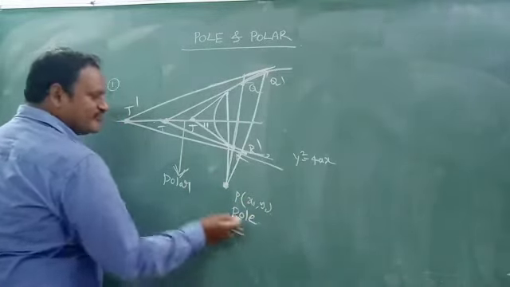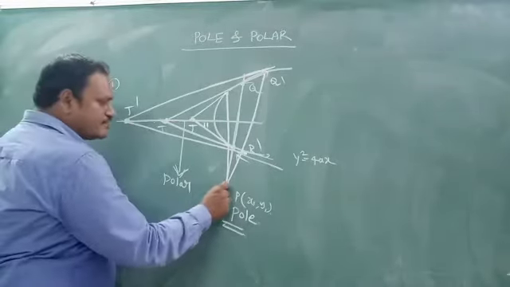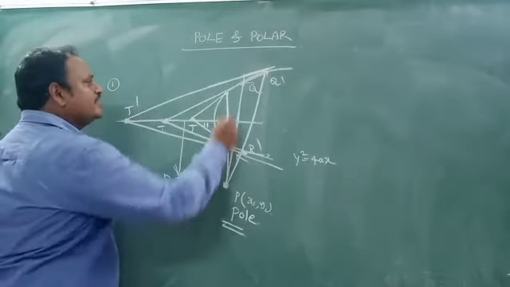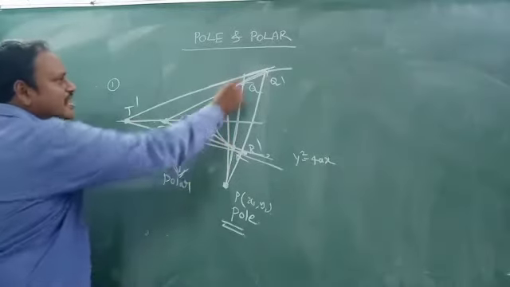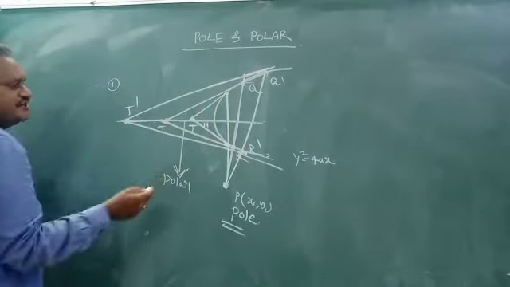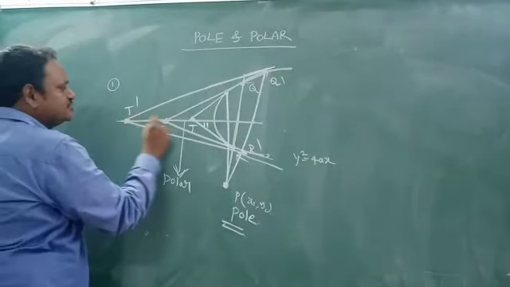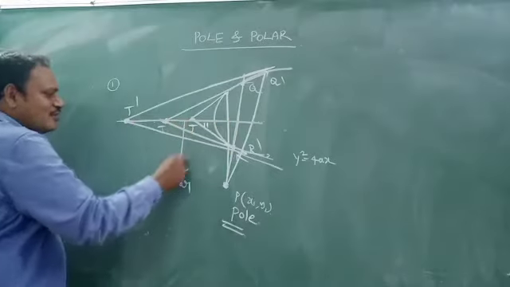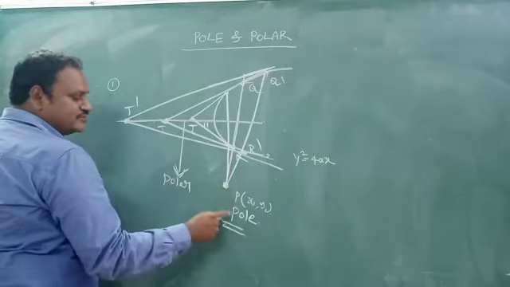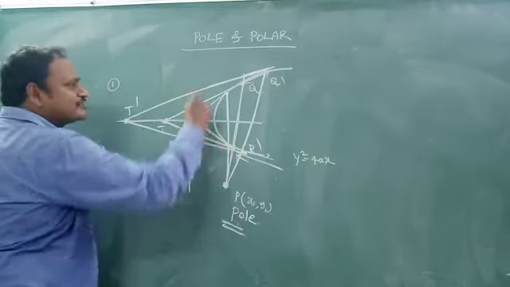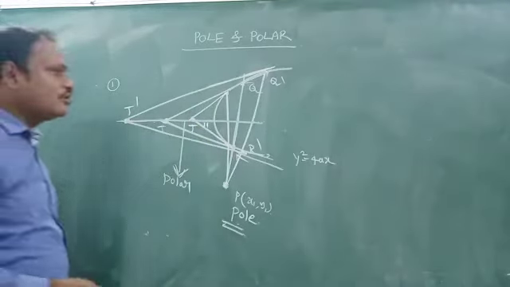Right, my dear students? Very clear. Once again, I am explaining to you. You have taken a point P outside, you have drawn a secant line which intersects the parabola or conic at 2 points. From those 2 points, if you draw the tangents, they will intersect. You take the collection of all those points, the locus, and join, you will get a line. That is what you call the polar of the point P. That point is called the pole with respect to the parabola y square is equal to 4ax.